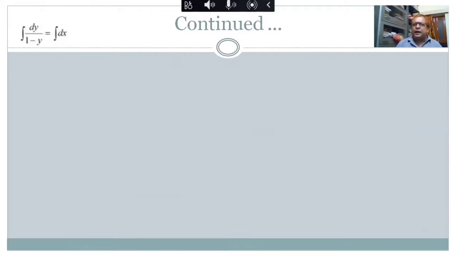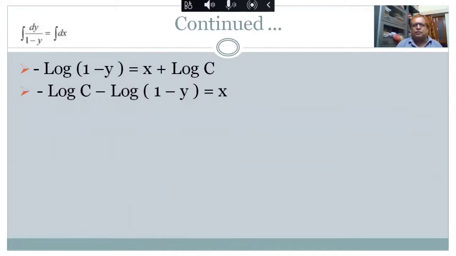We know that the integration of 1 upon x dx is equal to log x. But here it is 1 minus y, so it will become minus, and the integration will be minus log (1 minus y) is equal to x plus log c. We have taken log c as a constant. C is constant, so its log will also be constant, because it will give our solution a very beautiful look. So minus log c minus log (1 minus y) is equal to x. Now minus log of c into (1 minus y) is equal to x.